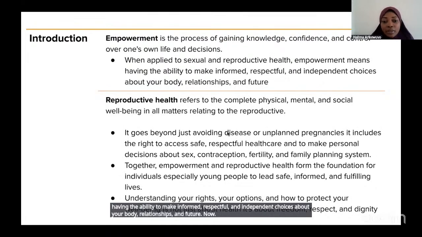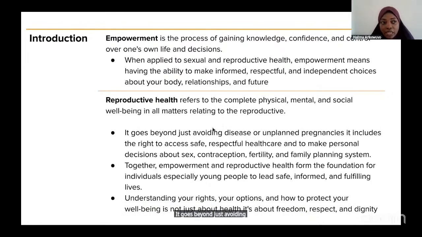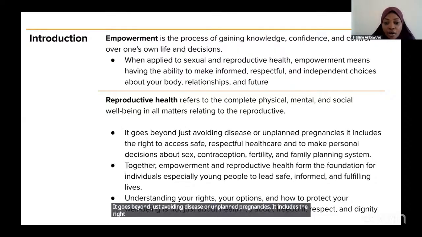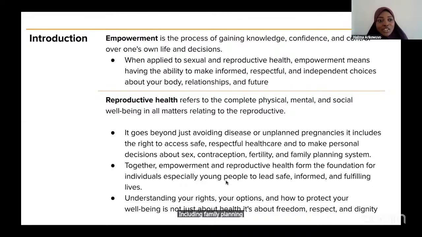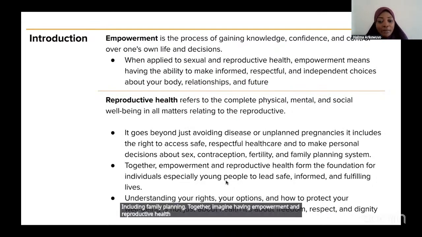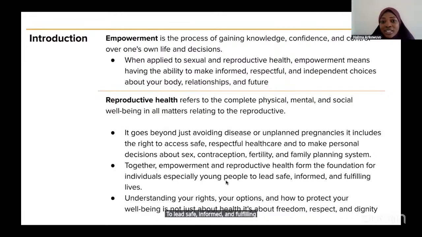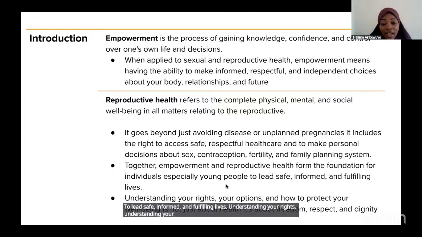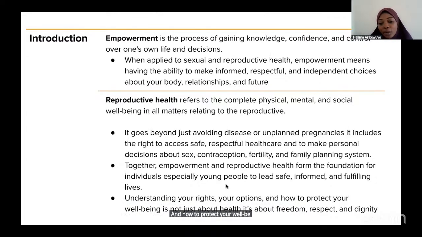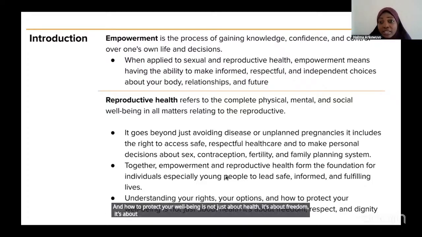Now, reproductive health simply means complete physical, mental, and social well-being in all matters related to reproductive health. It goes beyond just avoiding disease or unplanned pregnancies. It includes the right to access safe, respectful healthcare and to make personal decisions about sex, contraception, and fertility, including family planning. Together, imagine having empowerment and reproductive health. This forms the foundation for individuals, especially young adults like ourselves, to lead safe, informed, and fulfilling lives. Understanding your rights, your options, and how to protect your well-being is not just about health, it's about freedom, it's about respect, and it's about dignity.